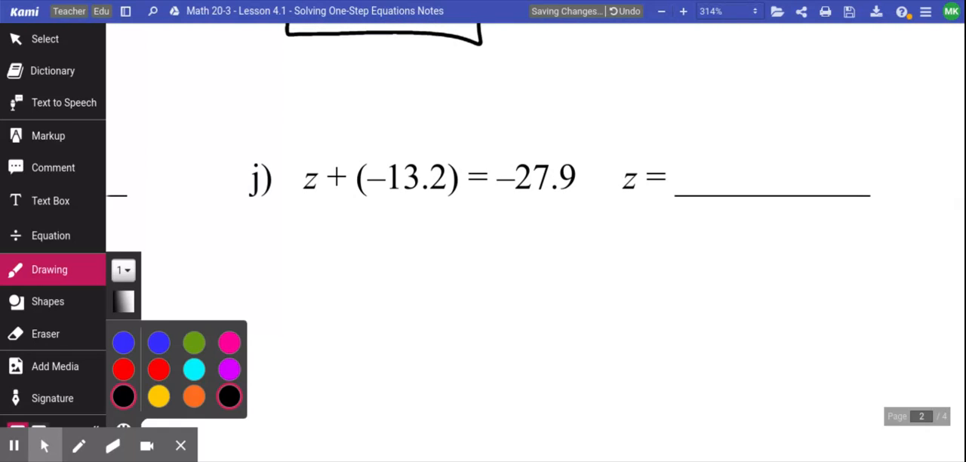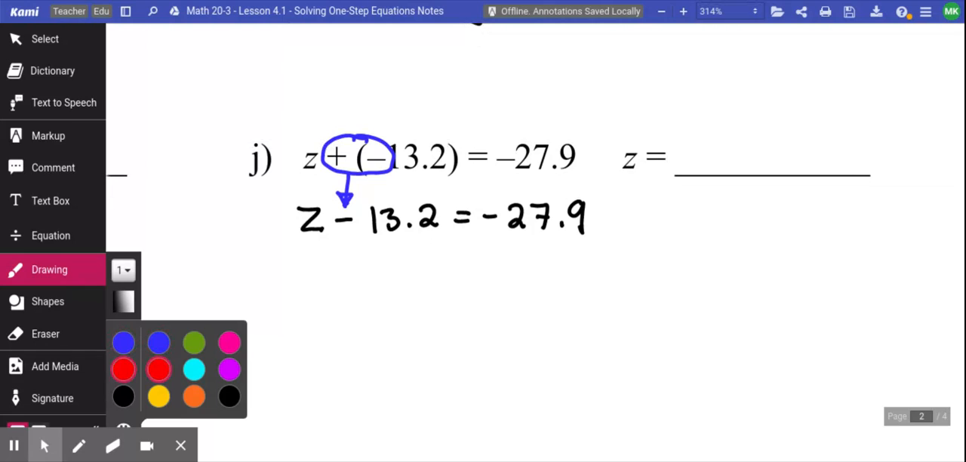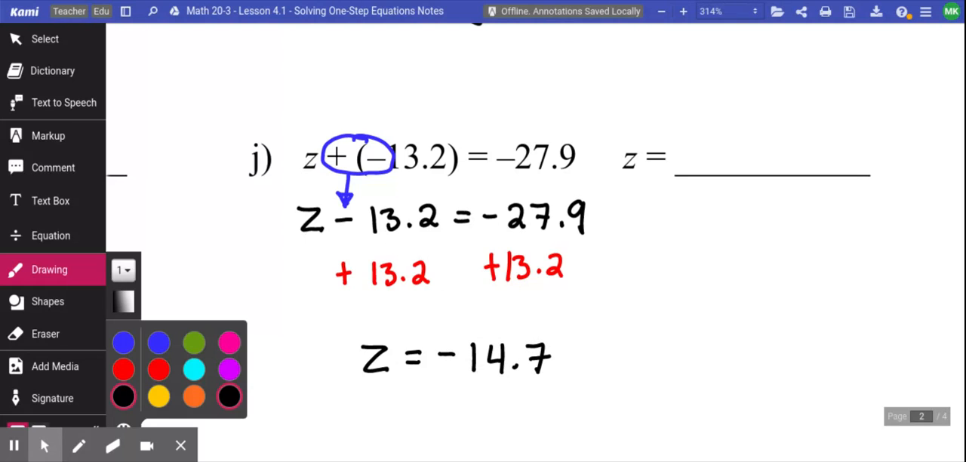If you look at J, you got that positive negative again. So it'd be Z minus 13.2 equals negative 27.9. Okay, so recognizing that positive negative became a negative. Then I can do my opposite operation. I can add 13.2. Gives me Z equals negative 14.7.